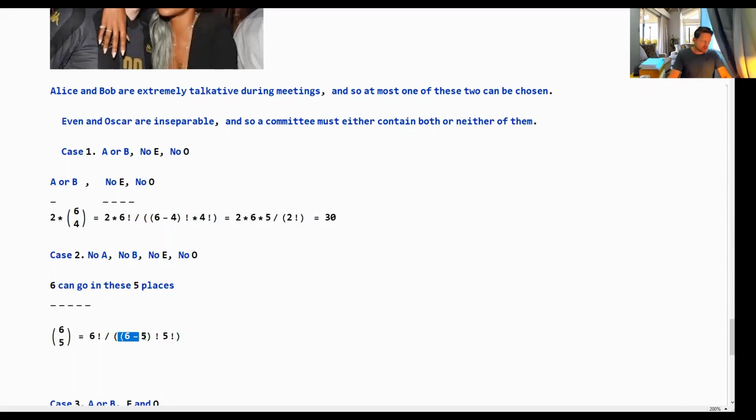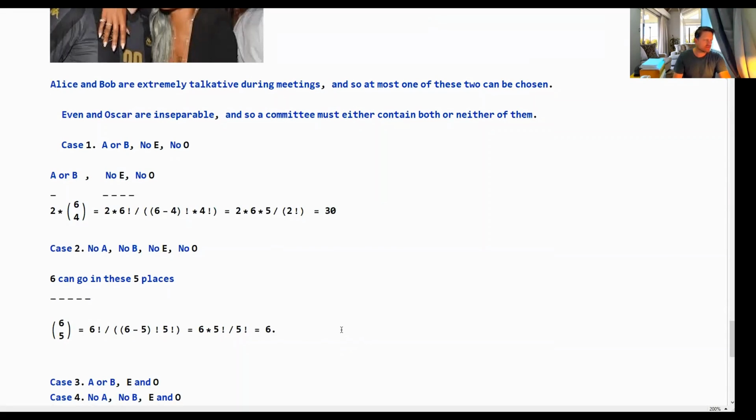Now 6 minus 5 is 1, so you can ignore that. This is equal to 6 times 5 factorial in the numerator divided by 5 factorial in the denominator. Now we can cancel that 5 factorial, and we find out that it's 6. Good, so this is case 2 done. We have 6.